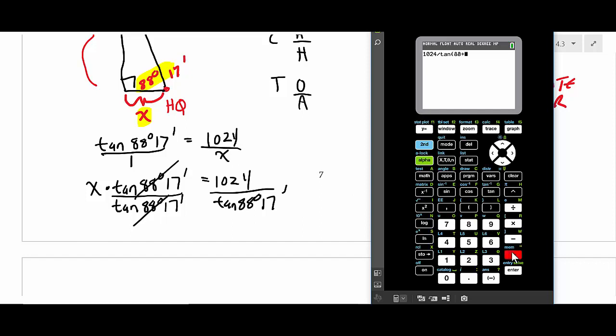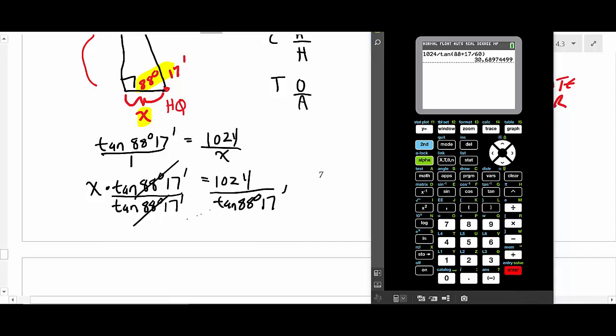And what do you want to do with the 17 minutes? 17 over 60, right? That's the simplest way. It just means 88 plus a fractional part of a degree. Or you can look for those keys that I showed you. The degree, minutes, and second keys are on your calculator, so you can do that in one step.